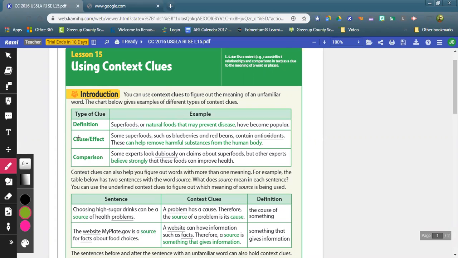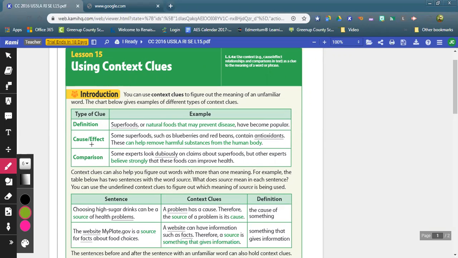So we have the definition context clue. Superfoods or natural foods that may prevent disease have become popular. So your context clue is natural foods that may prevent disease. It lets you know what superfoods are.